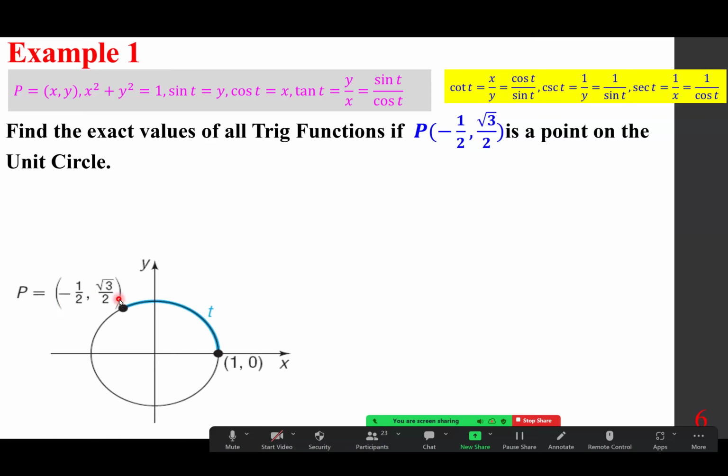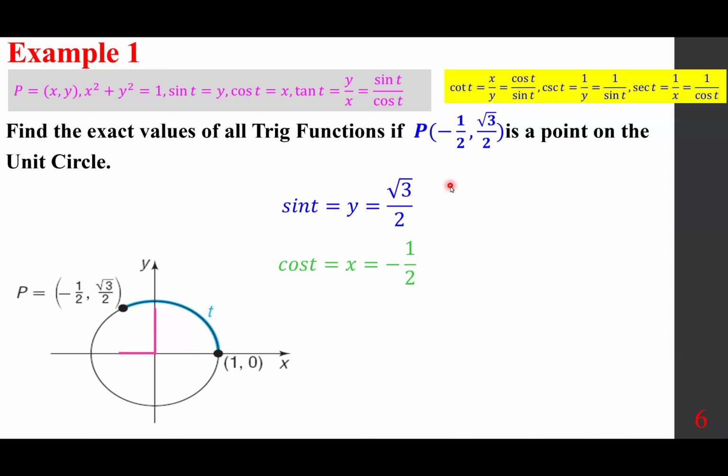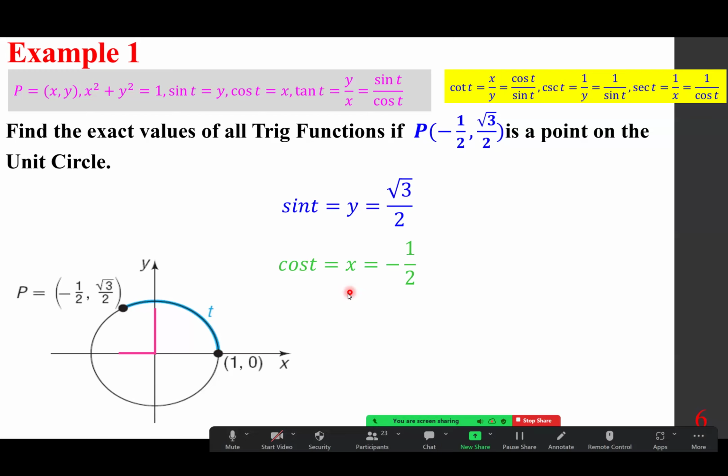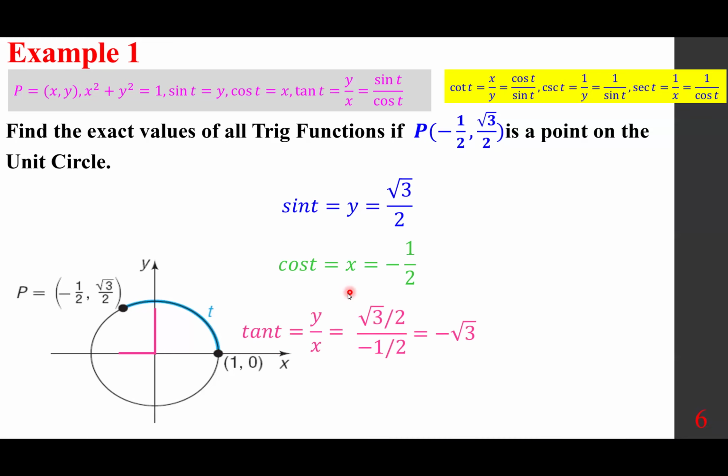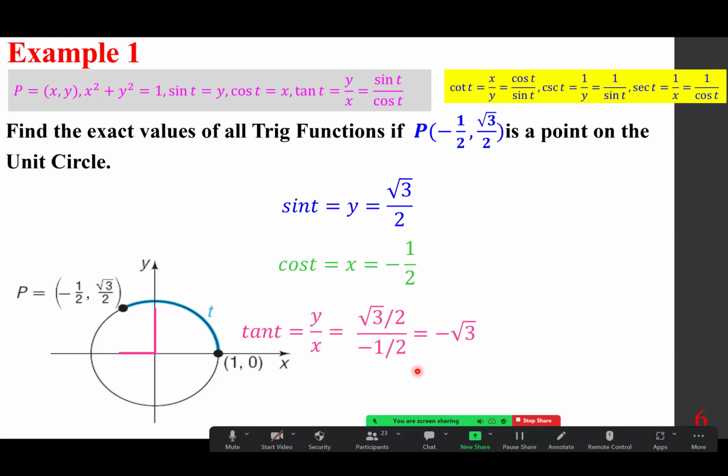So the x is -1/2, the y is square root of 3/2. So this is the x coordinate, this is the y coordinate. And as you know, x represents cosine, y represents sine. So sine t is y, square root of 3/2. Cosine is x, or -1/2. The rest of them are easy. Tangent is y over x. Negative square root of 3, because square root of 3/2 over -1/2 is negative square root of 3.